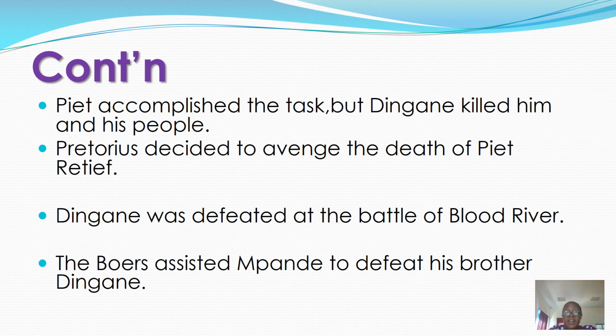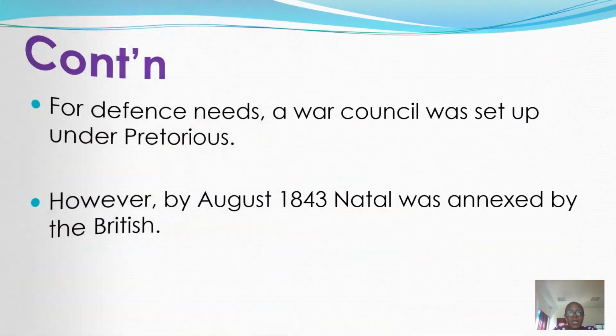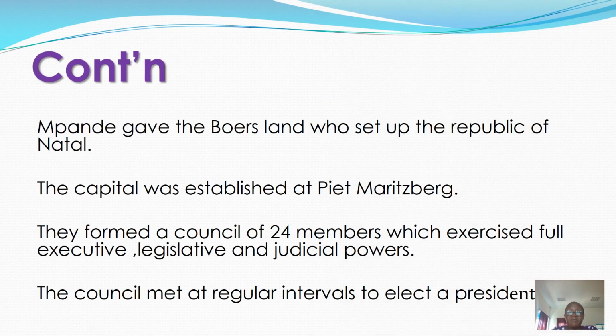As it turned out, Dingane and the Zulu people were defeated at the Battle of Blood River. This was possible because Mpande, the brother of Dingane, assisted the Boers in that war. After that, the Boers helped Mpande to become the new leader of the Zulu. And having collaborated with them, Mpande gave the Boers land who set up the Republic of Natal. The capital of the Republic of Natal was established at Pietermaritzburg, and as an independent entity, they formed a council of 24 members which exercised full executive, legislative, and judicial powers, totally independent from British control.